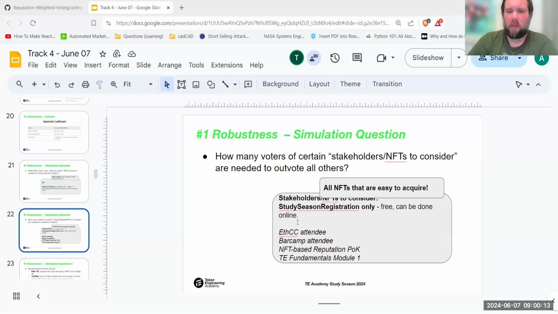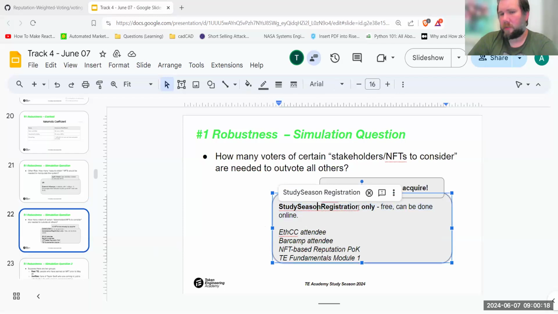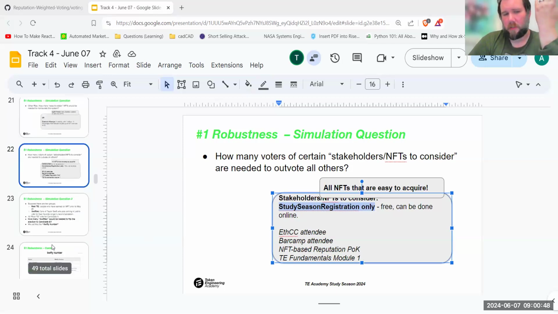So I looked at only the easiest one to get, which was study season registration, because you can still get that one very easily, and it has a low weight. Some of the others might be slightly harder to get. And again, with further simulations in the future, we could try more combinations. But for now, this is assuming that all of the incoming noobs, I'm calling them Swifties because I'm assuming that Taylor Swift sent them, only have study season registration.